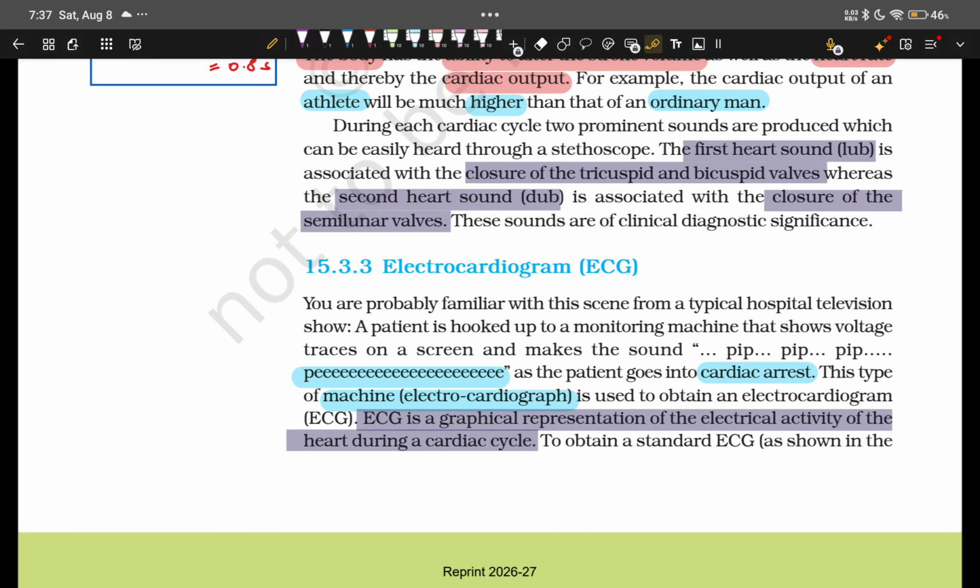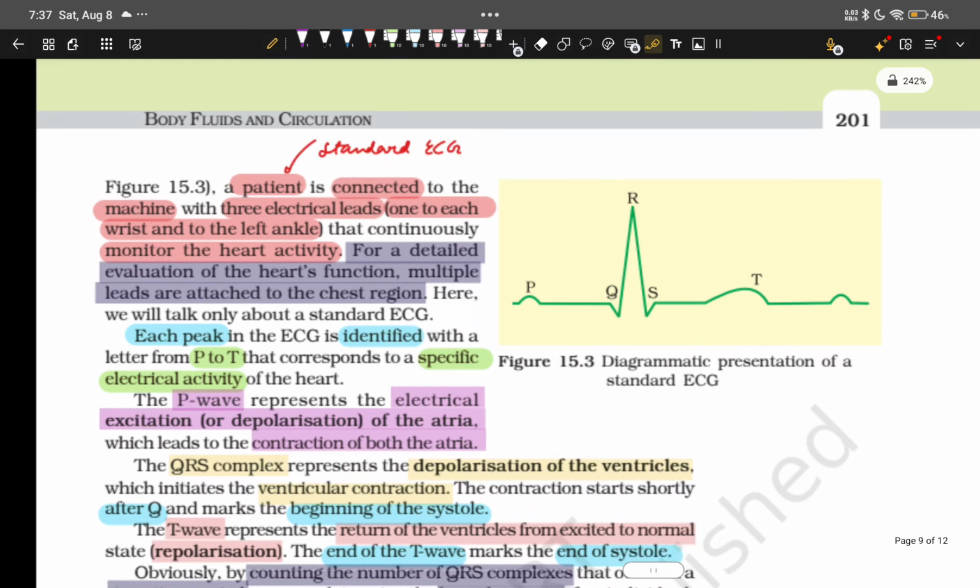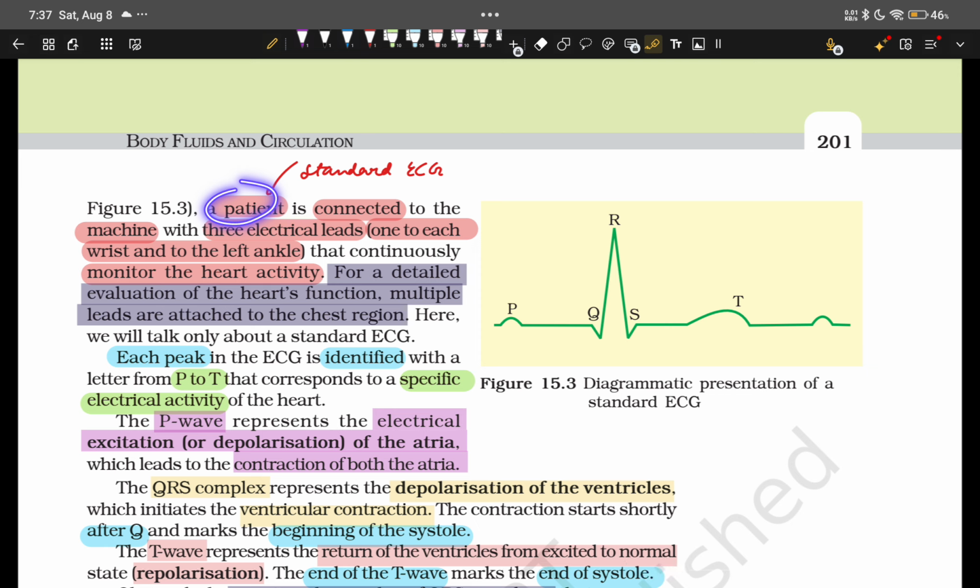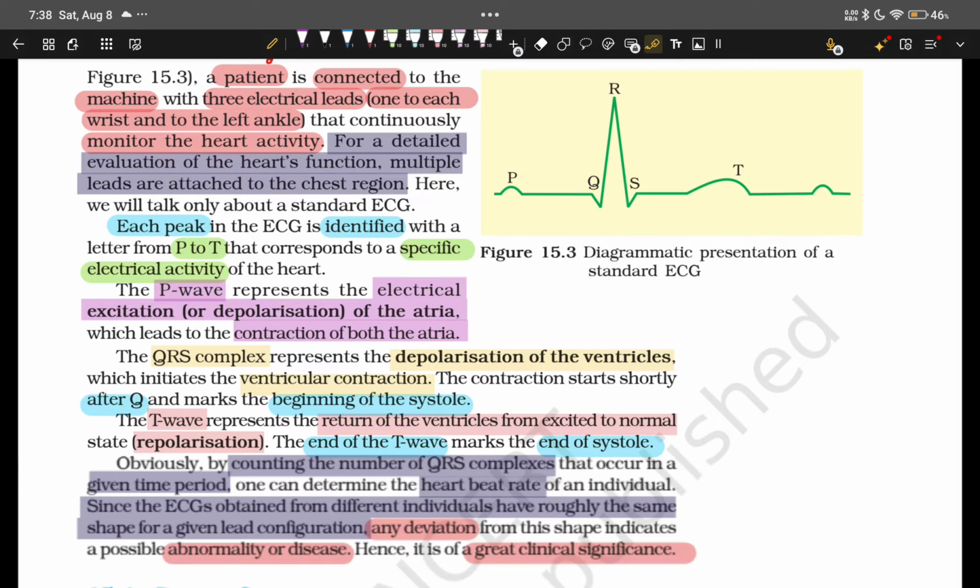Okay, so we have the standard ECG. In standard ECG, the patient is connected to 3 leads: 2 leads are connected to each wrist, and 1 lead is connected to the left ankle to monitor the heart activity. For detailed evaluation of the heart's function, multiple leads are attached to the chest region. So this can be asked as a statement based question. Remember, all these statements which I highlighted with this color can be asked in statement based type questions.